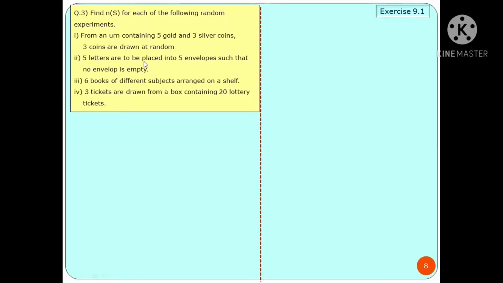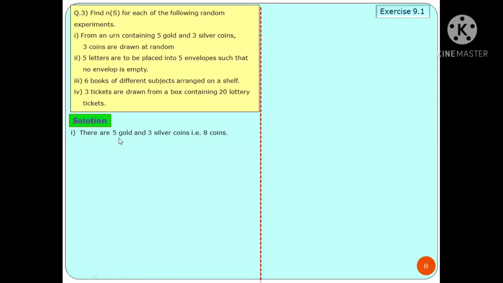Second, 5 letters are to be placed into 5 envelopes such that no envelope is empty. Third, 6 books of different subjects are arranged on a shelf. And last, 3 tickets are drawn from a box containing 20 lottery tickets. Now we will find the number of elements in the sample space for these experiments, one case at a time.